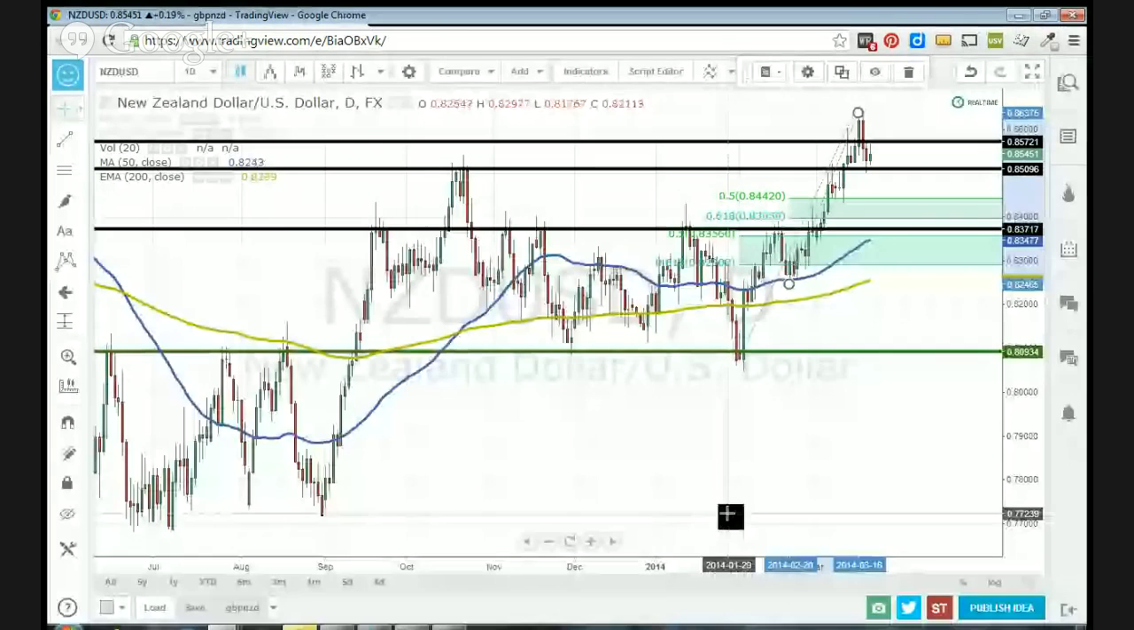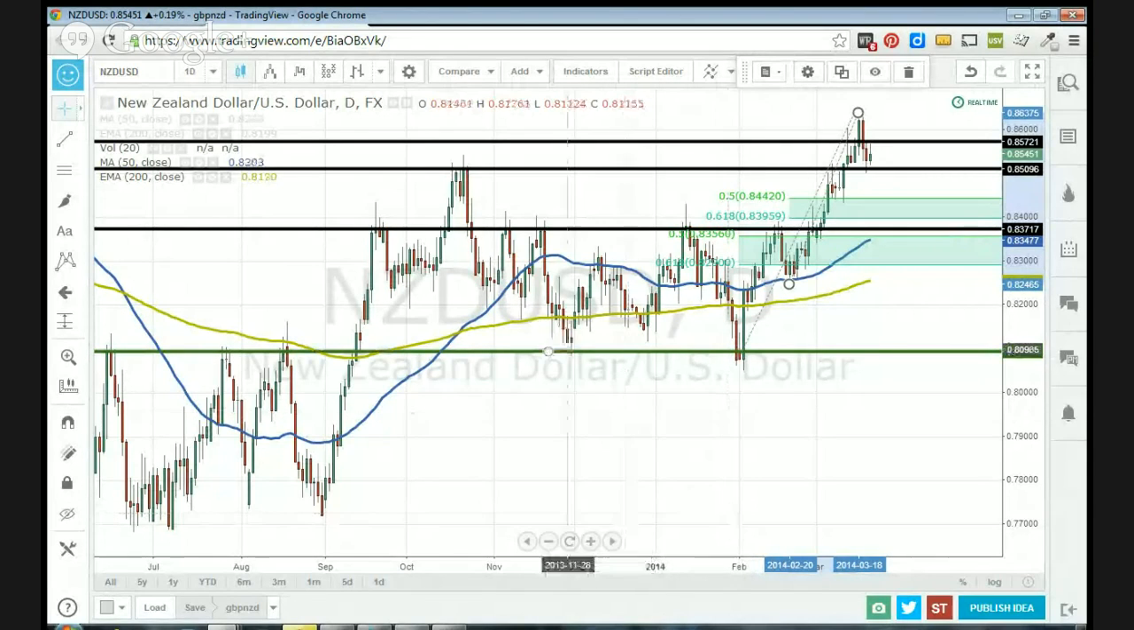Let's get started with a look at the Forex pairs. Again, my approach is price action swing trading. I don't really use too many indicators aside from the 50-simple moving average and 200 moving average. The rest of it is just price analysis. On the screen right now is the Kiwi dollar chart.